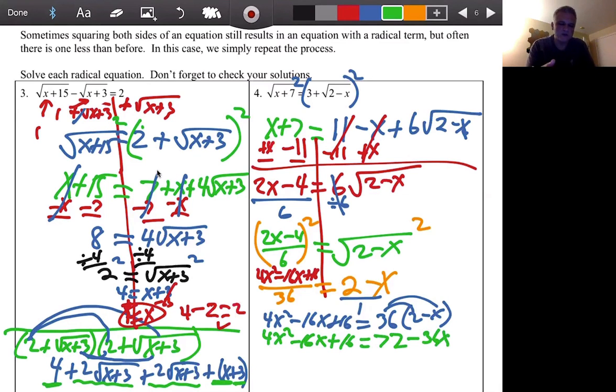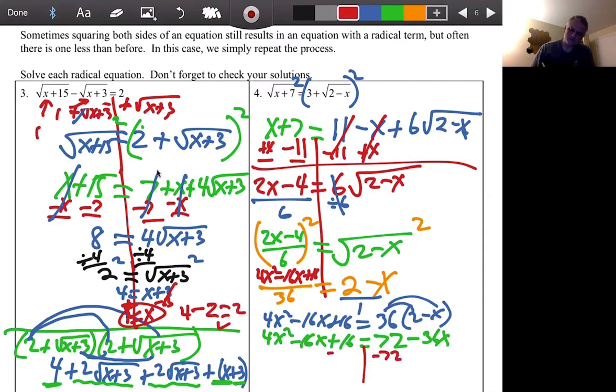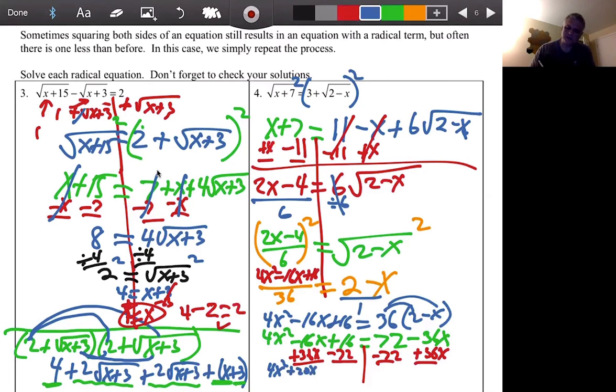Okay, now there's no fractions, there's no parentheses. That's awesome. Now we just got to get 0 on one side and then see if we're either going to factor it or we're going to quadratic it. So here we go. Subtract 72, add 36x. Okay, 4x squared minus 16x plus 36x is going to be plus 20x. Plus 16 minus 72 is minus 56. I do believe. These cancel, giving you 0. So you got 4x squared plus 20x minus 56.